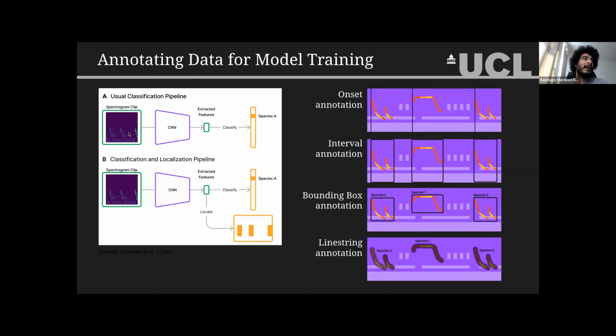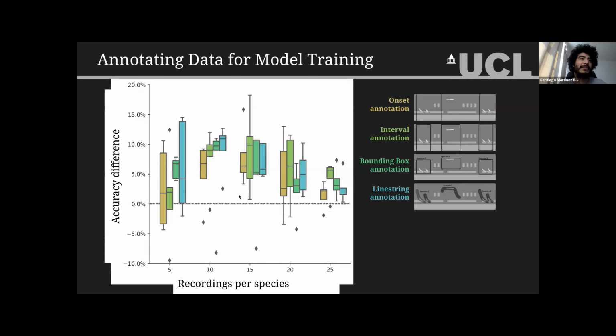And we augmented this traditional way of training a classifier by adding a different branch that was tasked to also locate each of the pulses, at the level of the different annotations. What this multitask approach showed us is that when you have very few recordings or samples per species, it can make a big impact on the classification performance at the end.